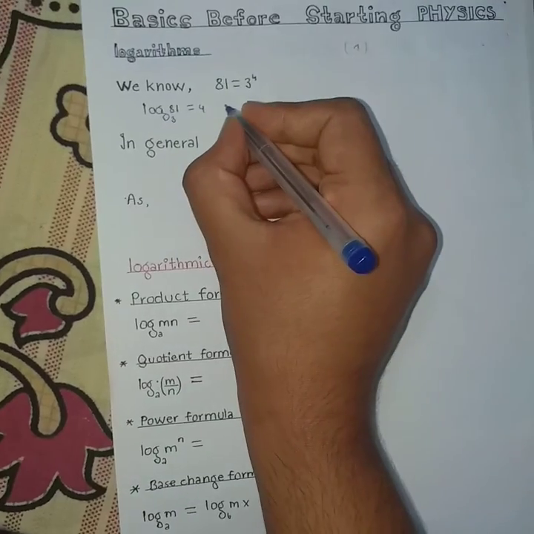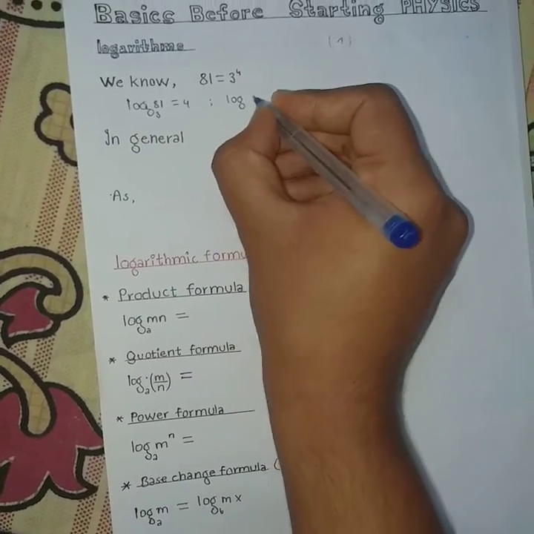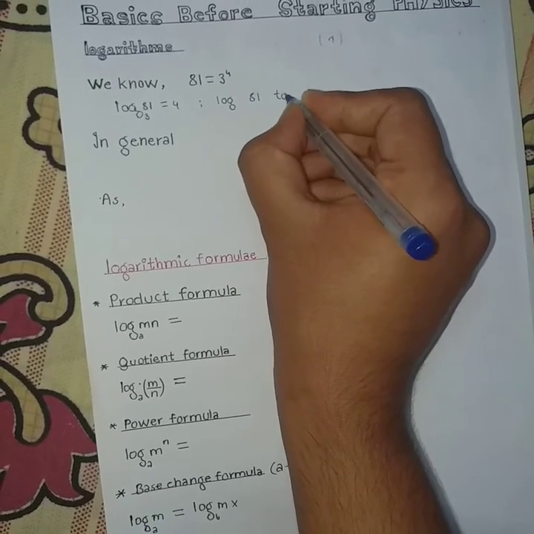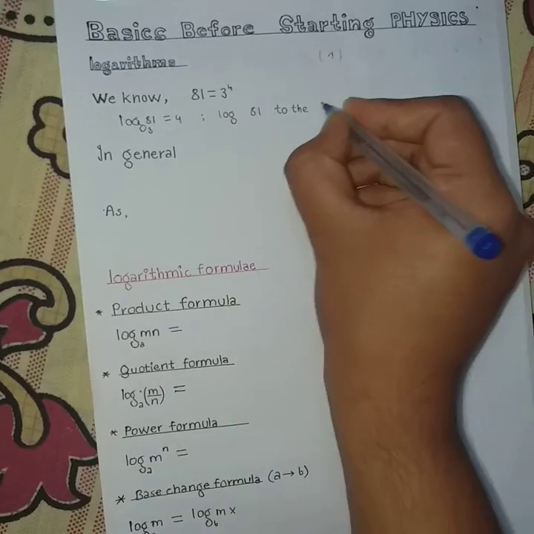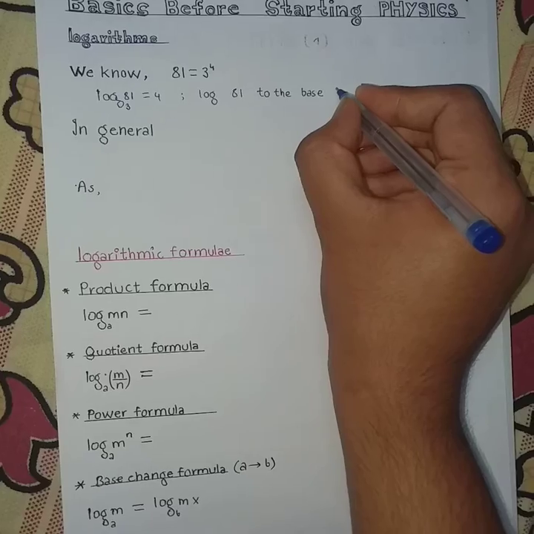How will we spell this? Log 81 to the base 3.